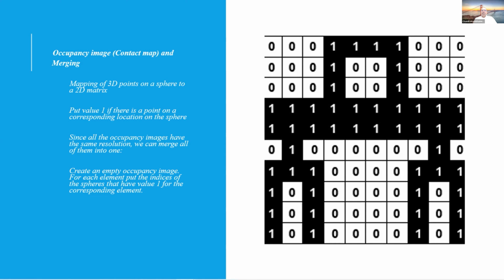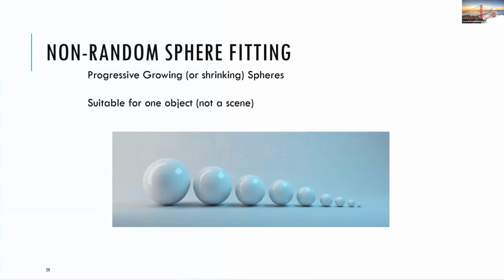Now what Wei Song was saying is, okay, what type of spheres can be used? You can do non-random progressive. That means just start with a big sphere, then smaller, like that, and then just store all of them.